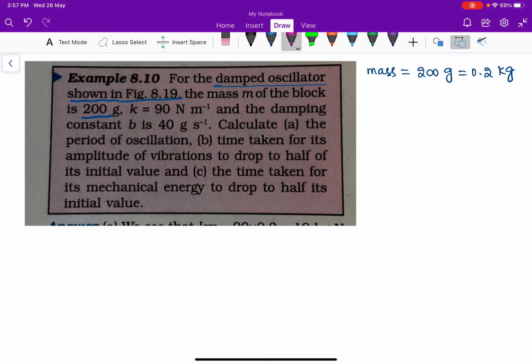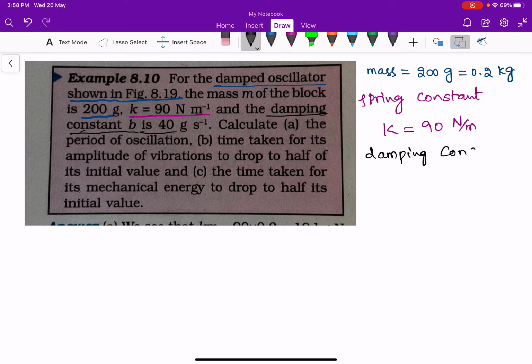Okay, and the spring constant K is equal to 90 newtons per meter. And the damping constant B is equal to 40 grams per second. When you convert into kilograms, it is 0.040 kilogram per second. So all three given values are in the SI system of units.